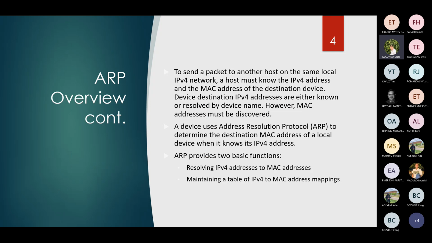Moving on to ARP overview, well, continuation of ARP overview. To send a packet to another host on the same local IPv4 network, a host must know the IPv4 address and the MAC address of the destination device. Destination IPv4 addresses are either known or resolved by the device name. However, MAC addresses must be discovered.